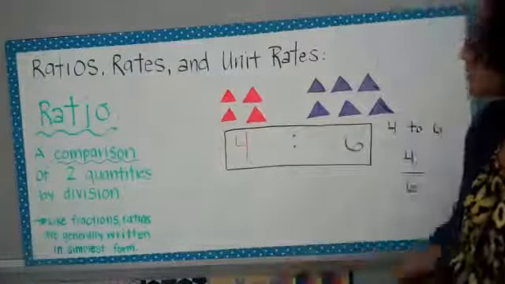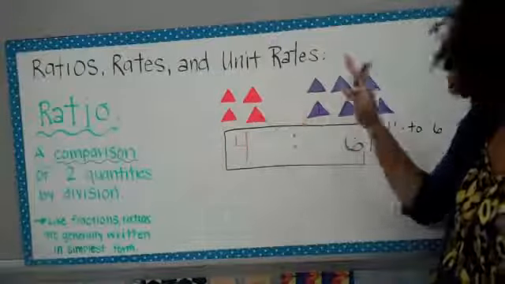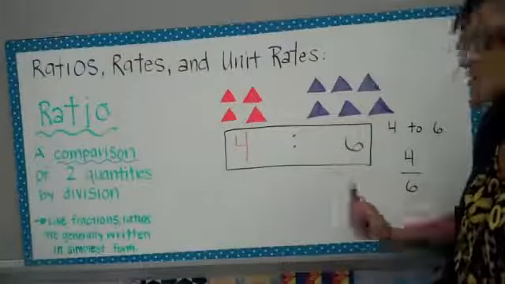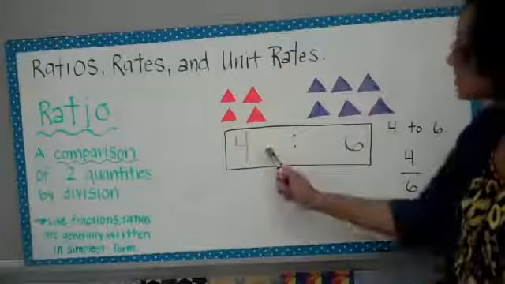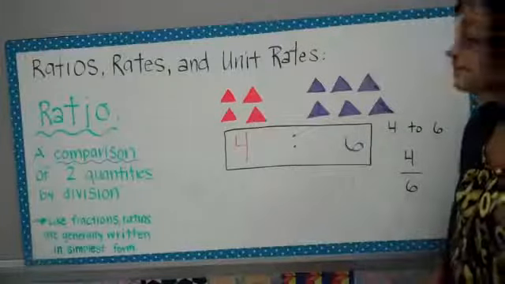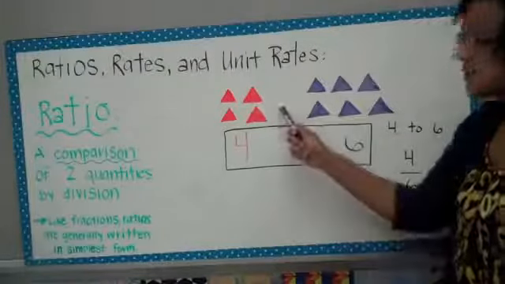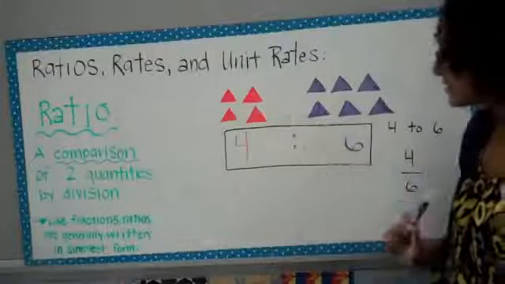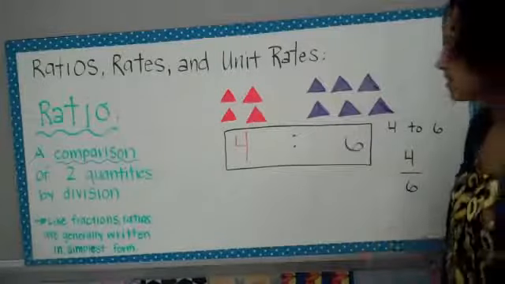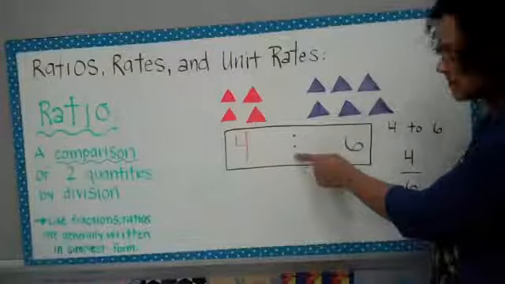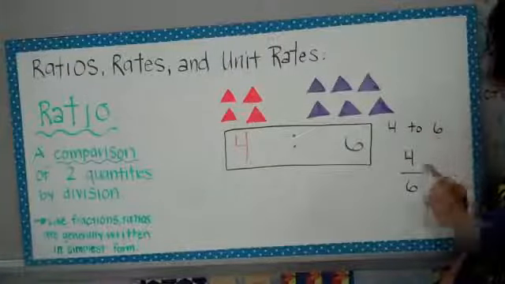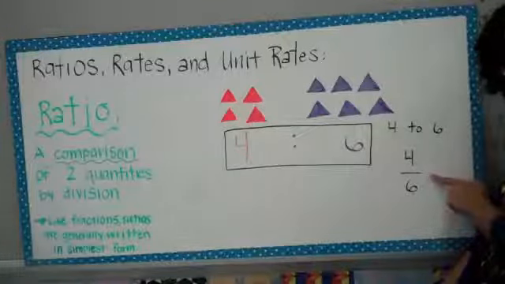So let's say I want to compare my red triangles to my purple triangles. There are 4 red triangles and there are 6 purple triangles. So my ratio is 4 to 6. The order is important because I wanted red triangles to purple triangles, so red triangles needs to come first. There are 3 ways I could write this ratio. I could write it with a colon. I can physically write the word "to" in the middle. Or I can write it like a fraction.